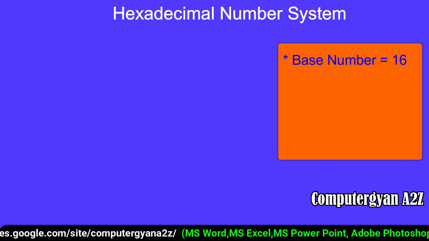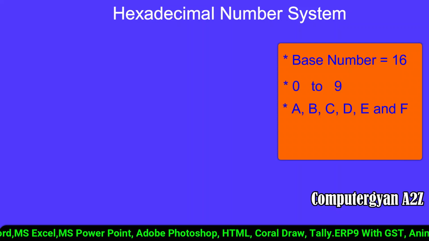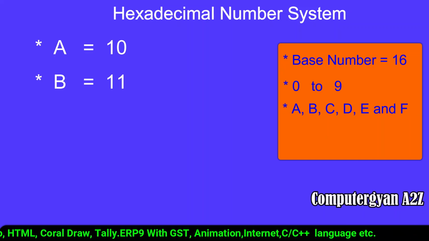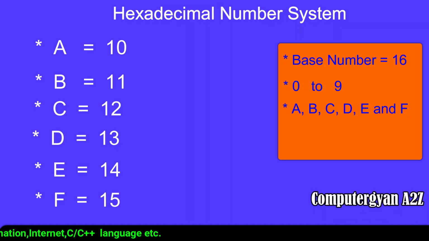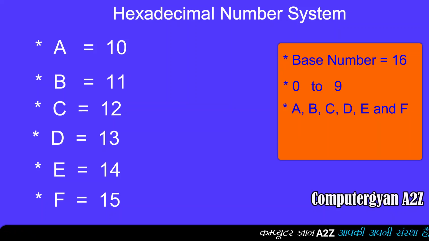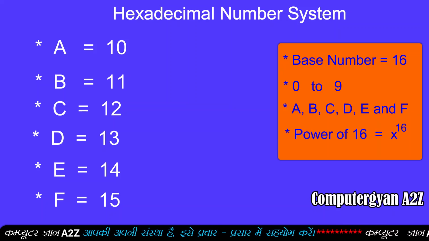It has 10 numeric digits 0 to 9 and 6 letters A, B, C, D, E, F, where A is equal to 10, B is equal to 11, C is equal to 12, D is equal to 13, E is equal to 14 and F is equal to 15. The hexadecimal system is also a positional numbering system. The value of a hexadecimal digit is expressed as a power of 16.